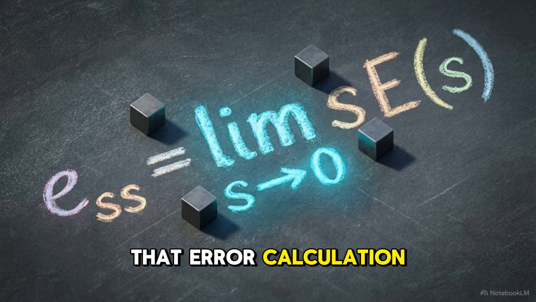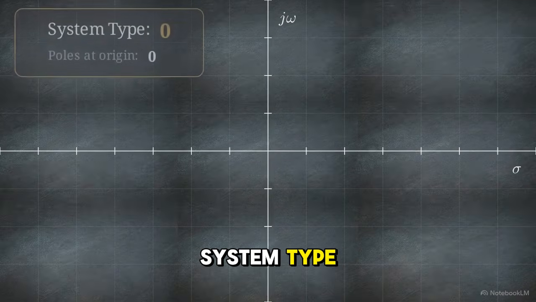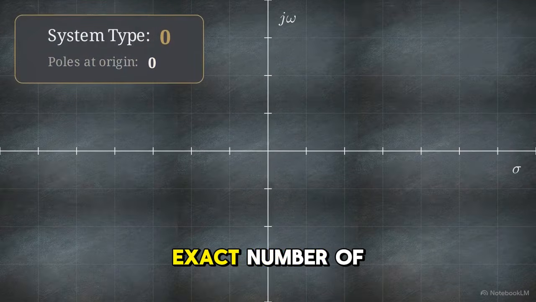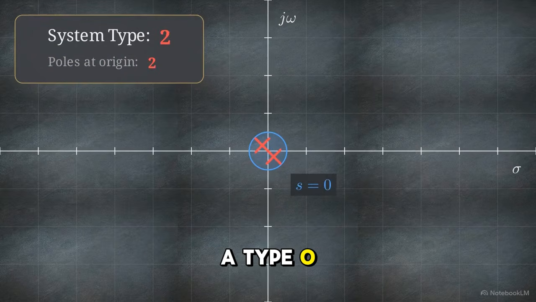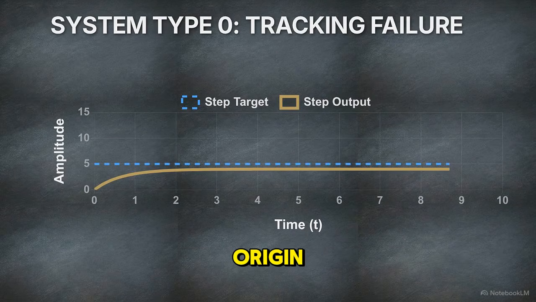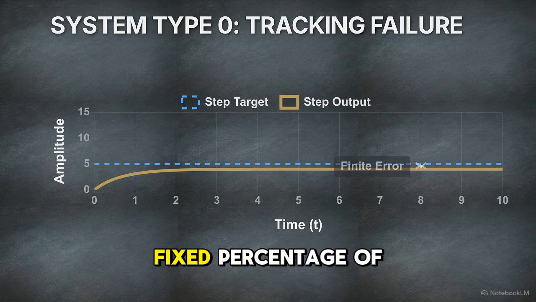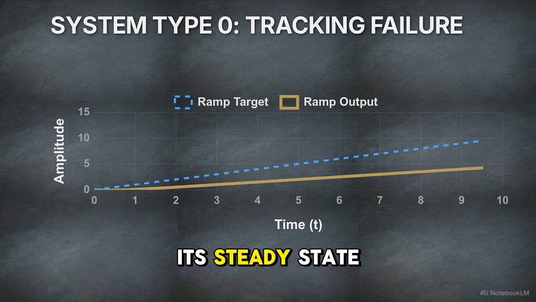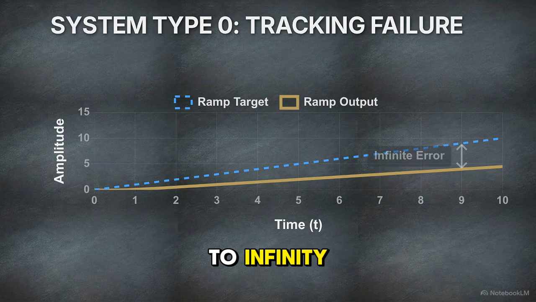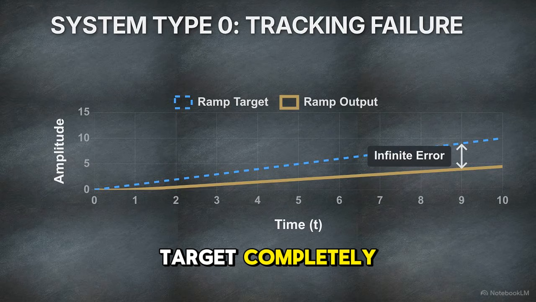That error calculation relies entirely on the system type, which is classified by counting the exact number of open-loop poles sitting directly at the origin, where s equals 0. A type 0 system, with no poles at the origin, might track a step command with a fixed percentage of error, but if fed a continuous ramp input, its steady-state error will spiral to infinity. It will fail to track the target completely.